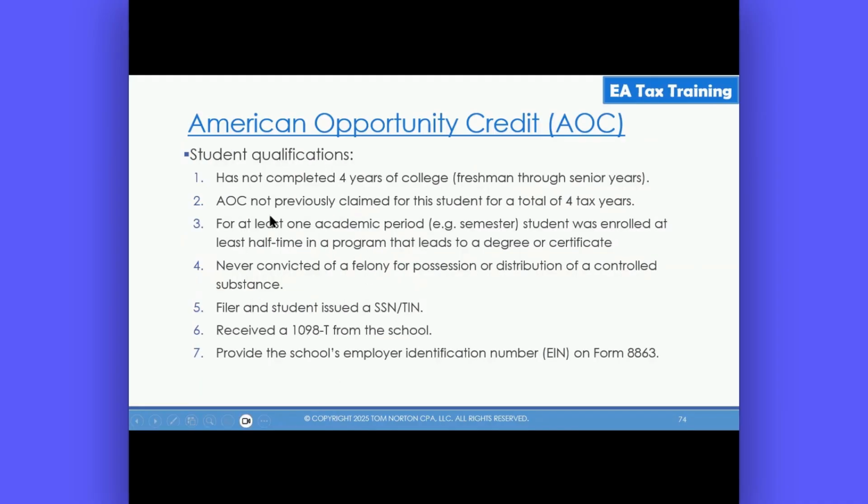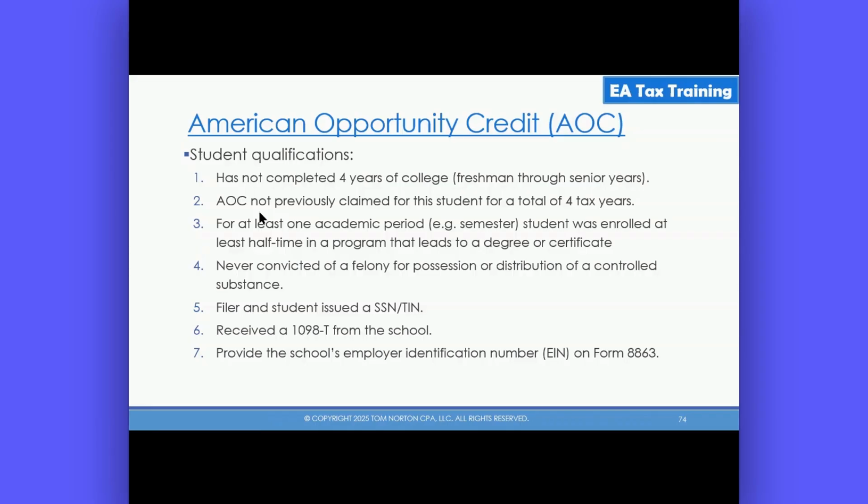Student qualifications. In order to qualify for the AOC, the student has to meet all of these things. First of all, they have not completed 4 years of college. So this is for freshman through senior years of college. The AOC has not previously been claimed for this student for a total of 4 years. So if it's been claimed for 3 years or less, then you can claim it again. For at least one academic period, for example a semester, the student was enrolled at least half-time in a program that leads to a degree or a certificate.